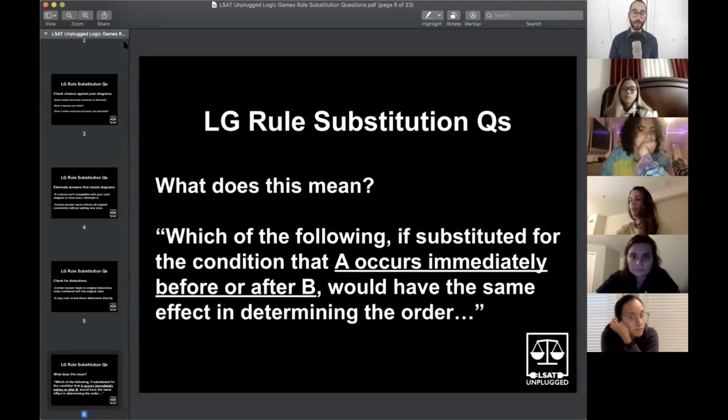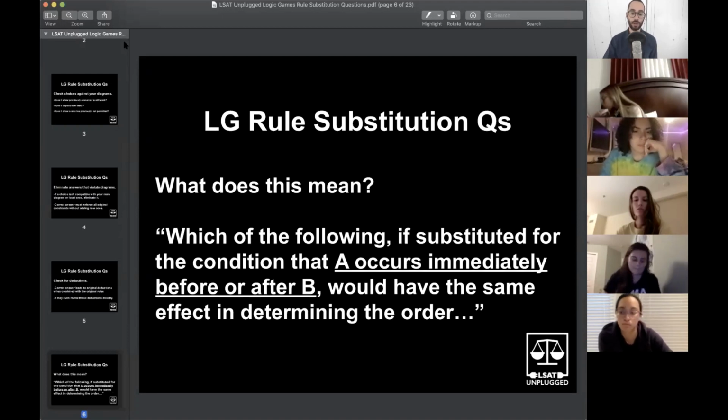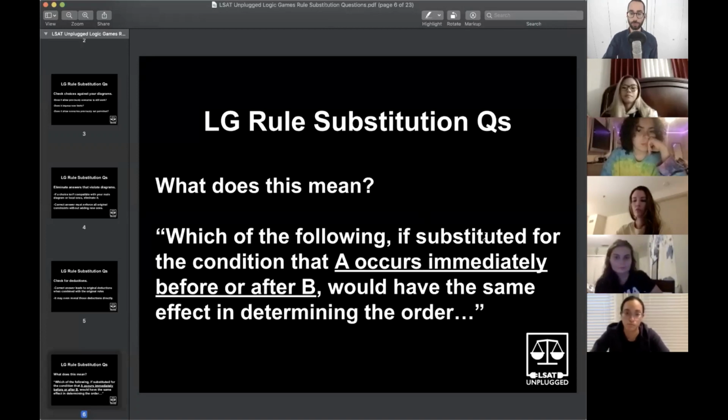Now, here is an example of what a rule substitution question stem might look like. Again, by the way, when these appear, they're typically going to be the final question of a game. Which one of the following, if substituted for the condition that A occurs immediately before or after B, would have the same effect in determining the order? So substituted is a key word there, obviously. Substituted, that's why we call them rule substitution questions, would have the same effect. Those are the keywords and phrases indicating you're dealing with this kind of question.